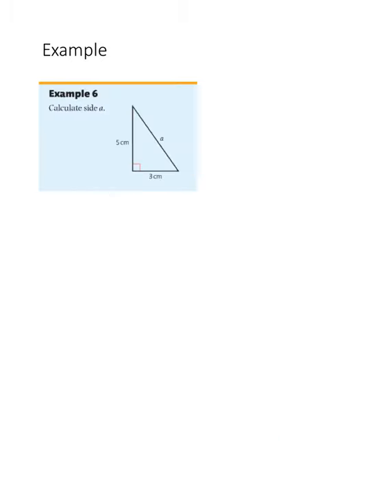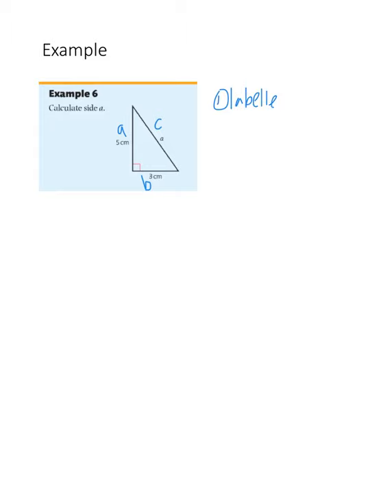So here we've got example 6. It says calculate side A. The first thing I would do is look at my right-angled triangle and label it A, B and C. We said A and B were the two sides perpendicular to each other, the shorter sides, and the longest side, the hypotenuse, is C. So I've labelled my sides.